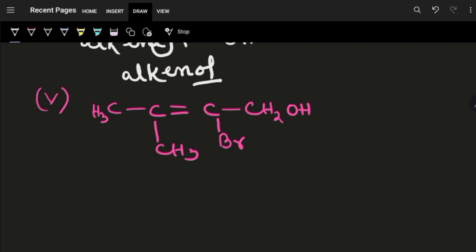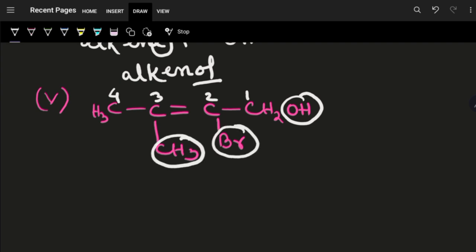If we number from left, then also it's position 2. If we number from right, then also it's position 2. So obviously we have to number from right because there is one OH here. So it is 1, 2, 3 and a 4. So at 2 position there is a bromo, 3 position there is a methyl. So we will say 2-bromo, 3-methyl.